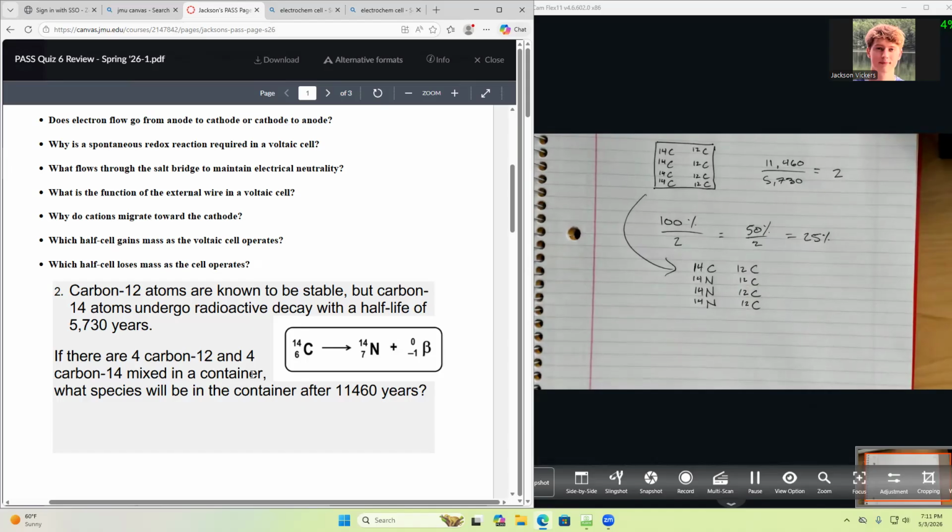Does that make sense to everyone? I feel like this hits a few different things of like, how do we deal with half-lives? How do we deal with like beta decay, that sort of thing. So I think this is a good practice problem.